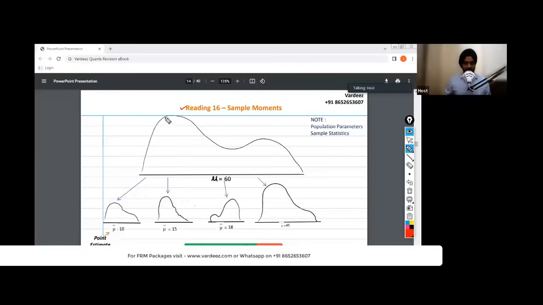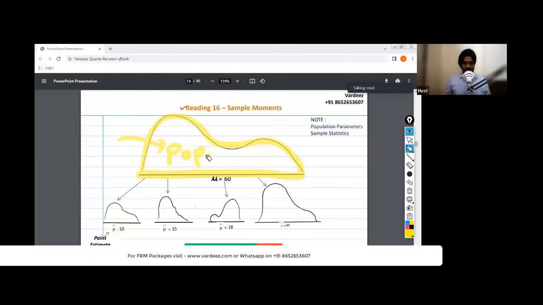Okay, so this entire distribution that you see here is known as a population. This entire data that we have is known as the population. For example, if you want to find the returns on an index, let's say the Nifty index, all the stocks listed on the Nifty index become your population.